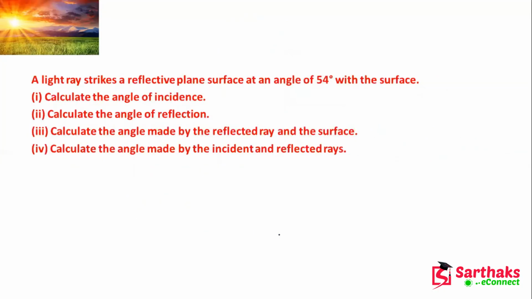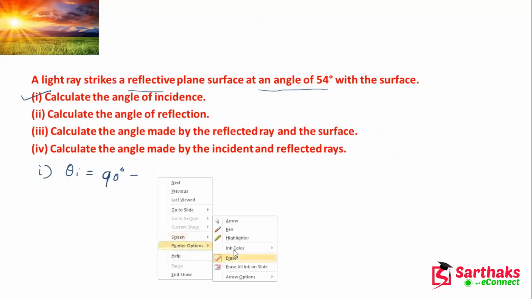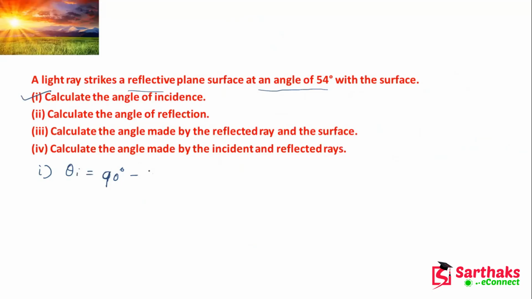Okay. Next, a light strikes a reflective plane surface at an angle 54 degree with the surface. Calculate the angle of incidence. So angle of incidence, theta I, will be 90 degree minus 54 degree, that is 36 degree.